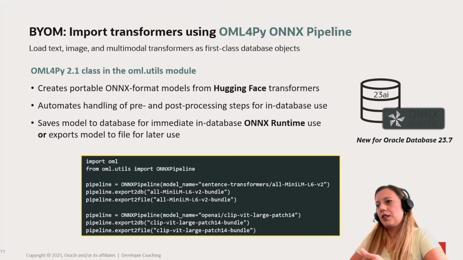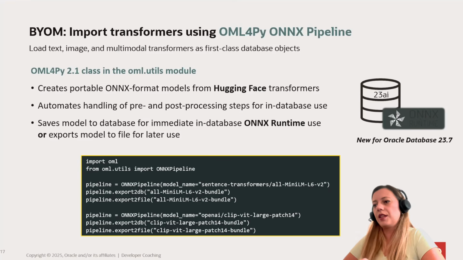To generate this in the database, we used in the first place OML4Py. OML4Py is machine learning for Python. It's basically a Python API that supports the machine learning process, including data exploration, preparation, machine learning modeling, solution deployment, and so on, using your Oracle AI database.